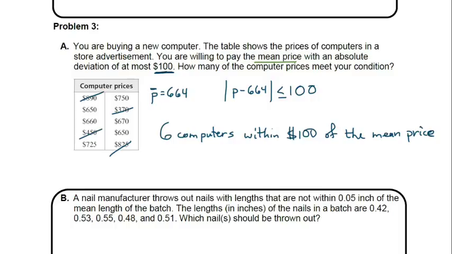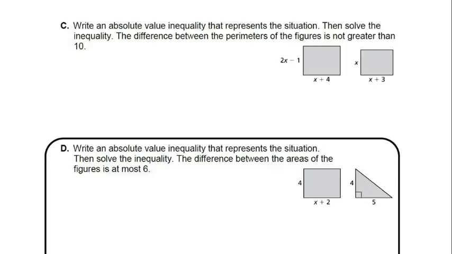Letter B is very, very similar. Have at it. Letter C says to write an absolute value inequality that represents the situation. Then solve the inequality. Well, the difference between the perimeters of these figures is no greater than 10. Okay? Write an absolute value inequality that represents the situation. Then solve the inequality.